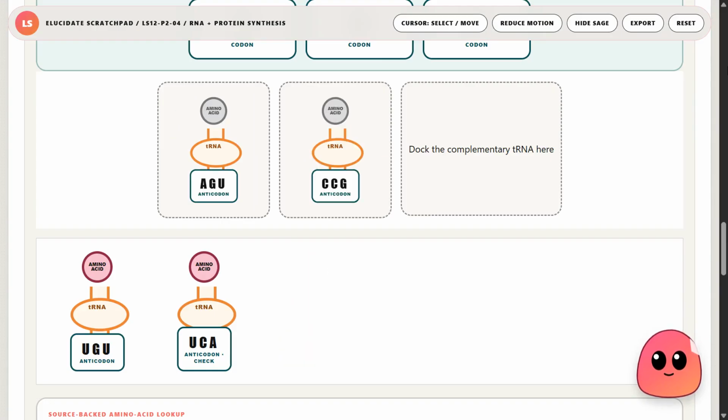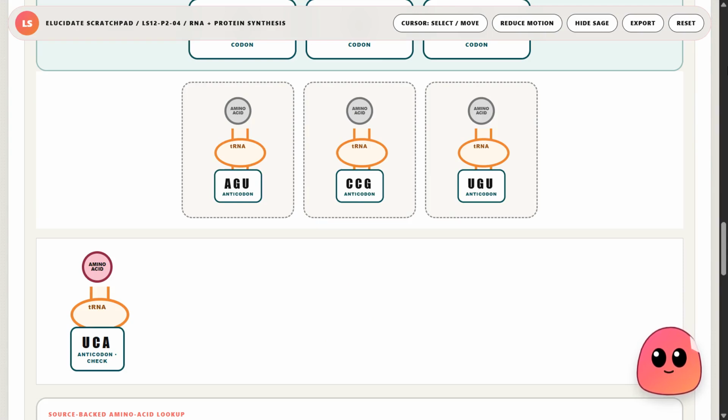Here are the 3 codons, and the tRNA carriers drop in beneath them. UCA pairs with AGU. GGC pairs with CCG. ACA pairs with UGU. A pairs with U, C pairs with G, and each amino acid rides in on its carrier. All three docked. The match is complete.